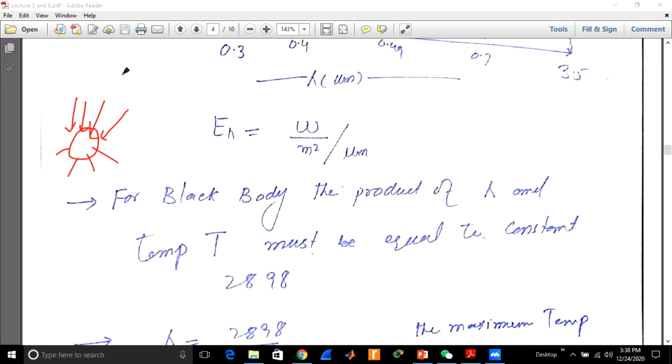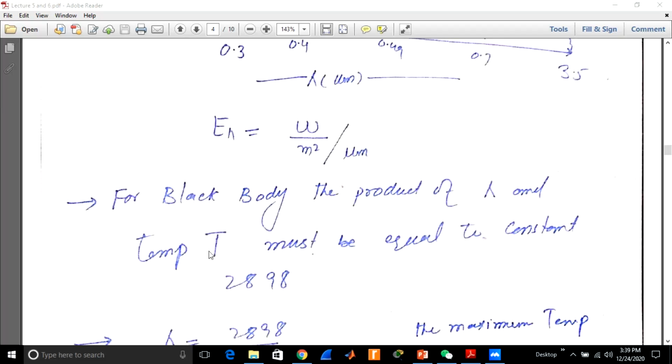So we will define some terms: the energy comes here, and some will be reflected back, and some will be transmitted. So we will define three terms here. So what is the black body? The black body is that body which radiates the entire energy stored in the body.